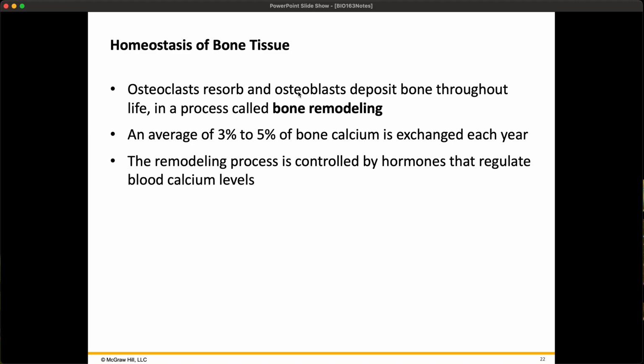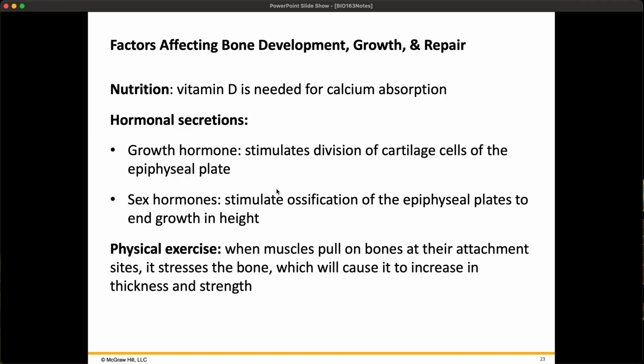Clast resorbing, blast depositing. It's controlled mostly through hormones regulating your blood calcium levels, but we'll see that there are other factors that go into bone density maintenance. One of those is nutrition. Vitamin D is needed for calcium absorption. Most of the people I know are vitamin D deficient, so get your vitamin D levels checked. That can definitely affect your body beyond just bone density.